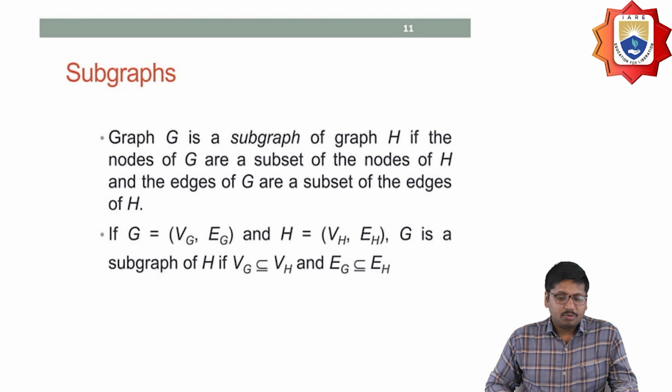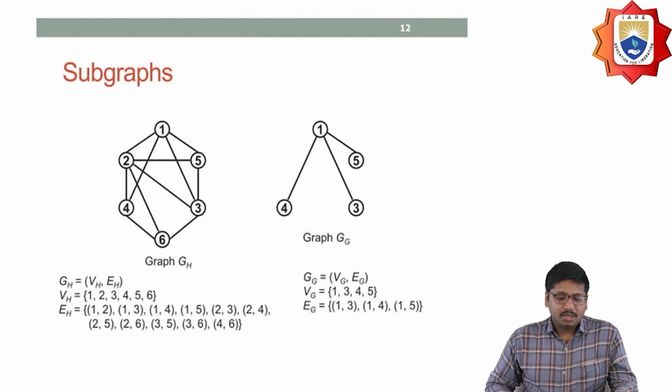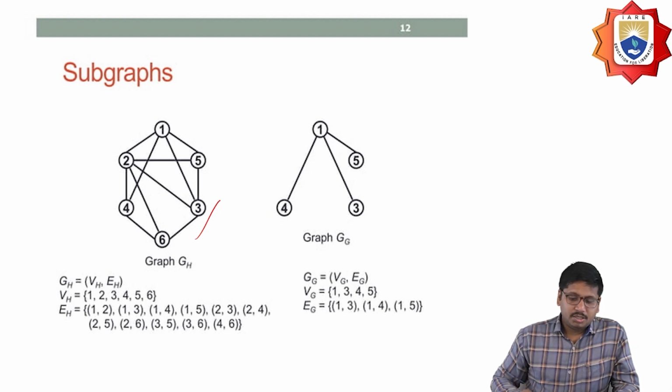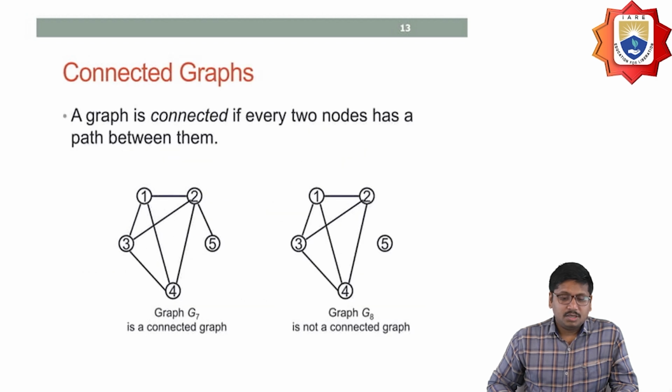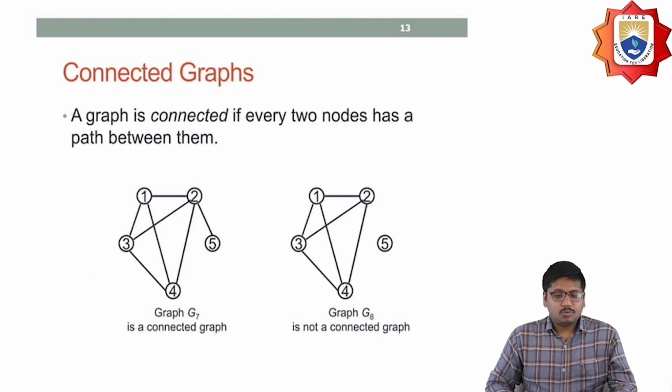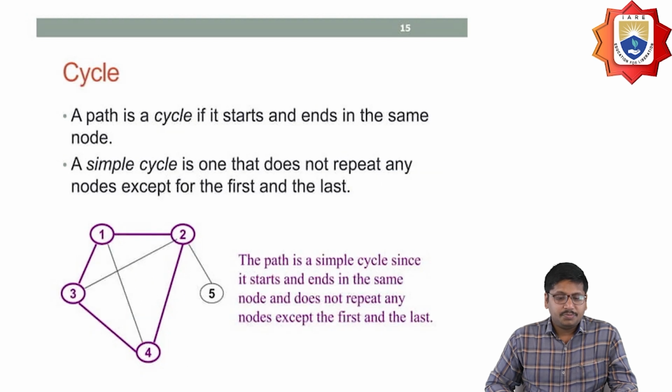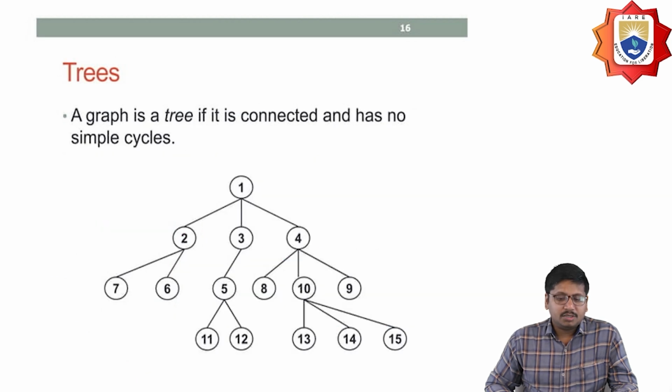And then the subgraph. There should be a subgraph that is a part of the graph. Similarly, if I consider a regular graph and go to another part of it, that should be considered a subgraph. And a graph is said to be connected if every two nodes have a path between them, and a path is nothing but a sequence of vertices, and the length of the path is given by the number of edges in the path. And a cycle is a path that starts and ends with the same node. And a tree is nothing but a graph that has no cycles.